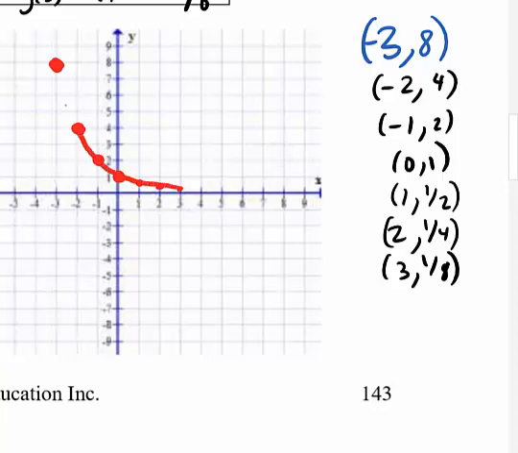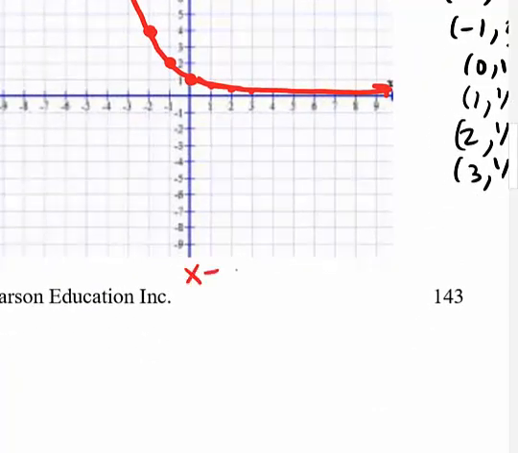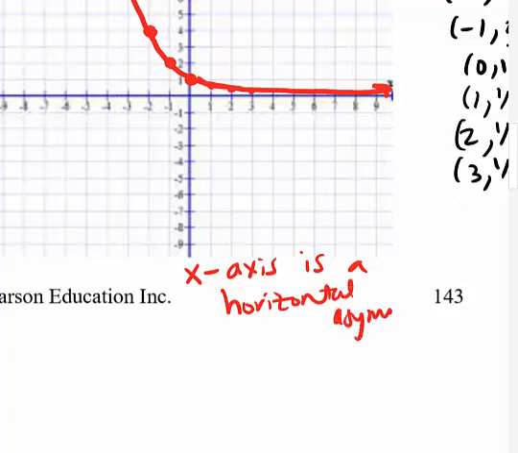It's shooting up on one side of the y-axis, going upward forever. And on the other side, it's going closer and closer to the x-axis. So still, in this one as well, the x-axis is a horizontal asymptote.